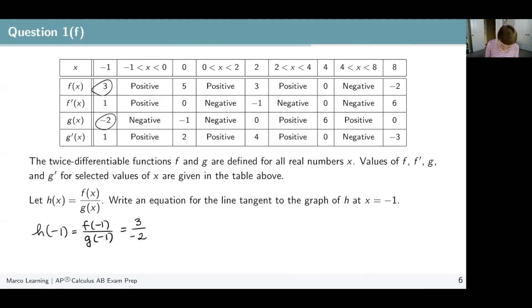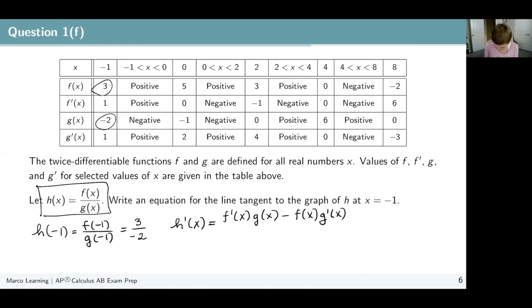Okay, then we're going to need to find our slope. So h prime of x equals, and then we're taking the derivative of h of x to get h prime of x. And here we need to use the quotient rule. So quotient rule is derivative of the top function times the bottom function minus the top function times the derivative of the bottom function over the bottom function squared. And we're going to substitute -1 in for the x.